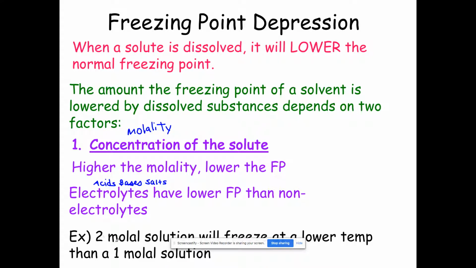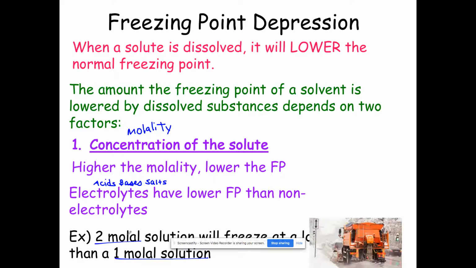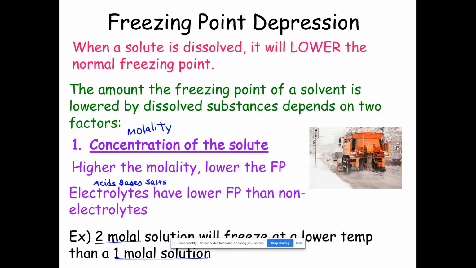So for example, if you have a 2 molal solution, it's going to freeze lower than 1 molal. Why? Because it's more concentrated. For example, salt on the roads. So why do we put salt on the roads? It's not to melt ice. It's to prevent ice from forming. Ice will form at 0 degrees Celsius. And so if the salt, usually like a magnesium chloride or a calcium chloride, is put on the roads, ice cannot form at 0 degrees Celsius. It might be -10 or -15.